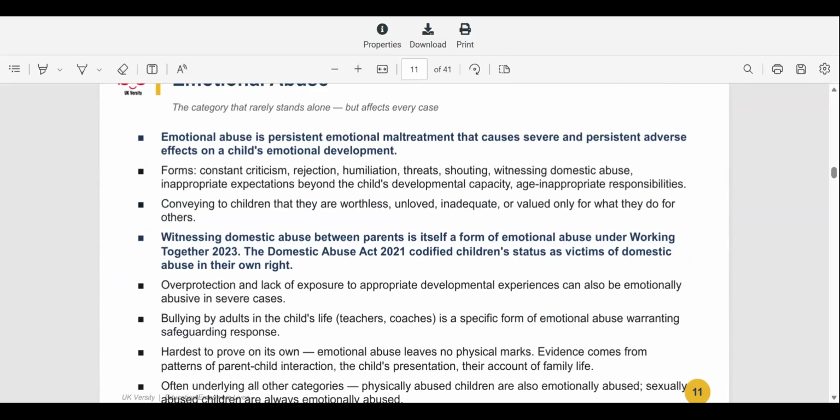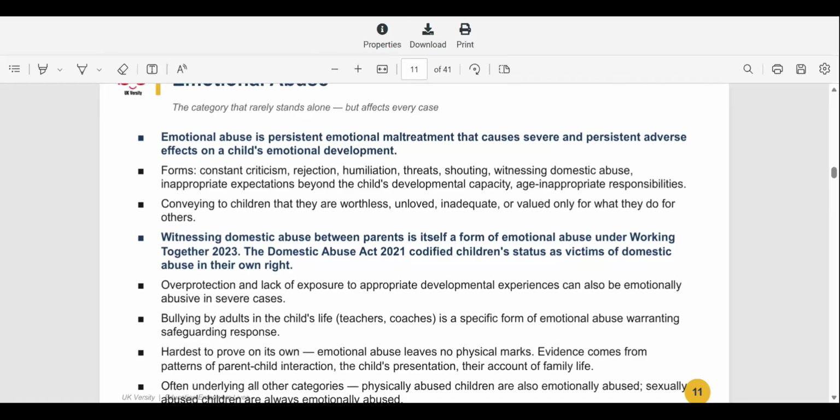You've got emotional abuse, which is persistent ill treatment. They've got severe and persistent adverse effects on the emotional development. So constant criticism, rejection. It could be conveying that a child is worthless, saying you are inadequate, you are stupid, things like that, that will impact on that child.